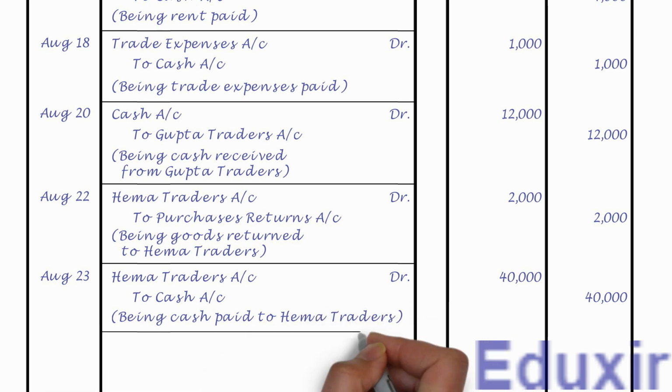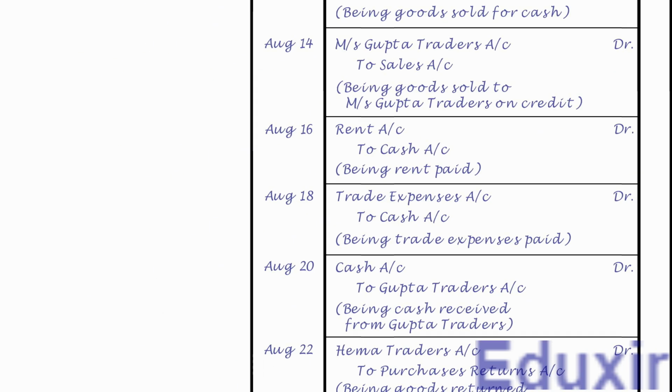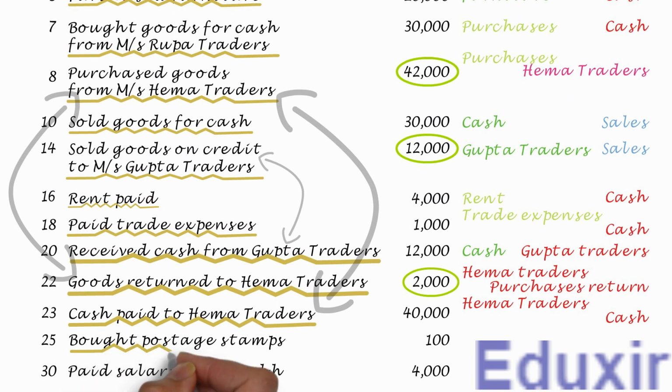Let us now draw a line to mark the completion of journalizing of this transaction. That completes the journalizing of this transaction. Let us now take up the next transaction. In this transaction, the business has bought postage stamps worth 100 rupees.